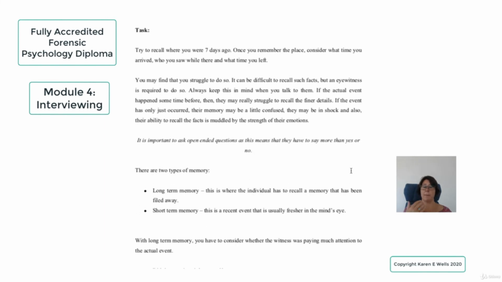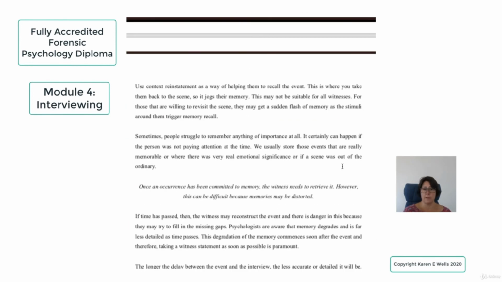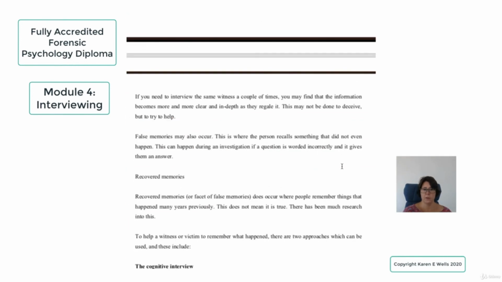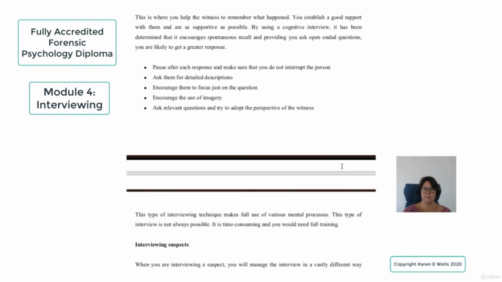And then we're looking at memory. So two types of memory: long-term memory, short-term memory. Long-term memory, of course, is where the individual has to recall a memory that's been filed away in their brain. Short-term memory is a recent event that's usually fresher in the mind's eye. So there's a lot of information there.